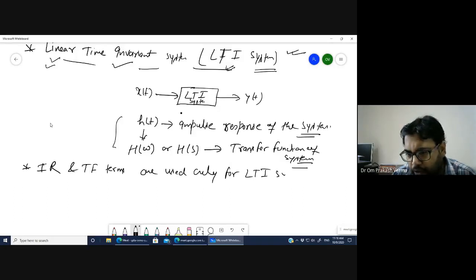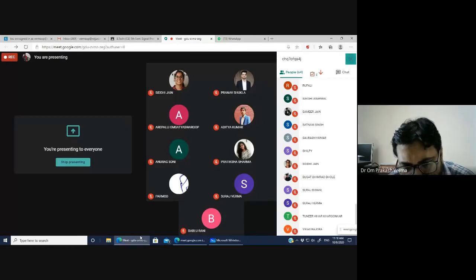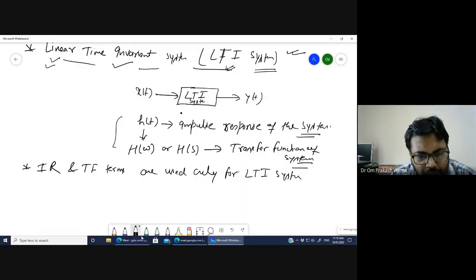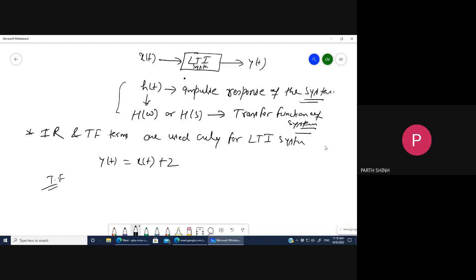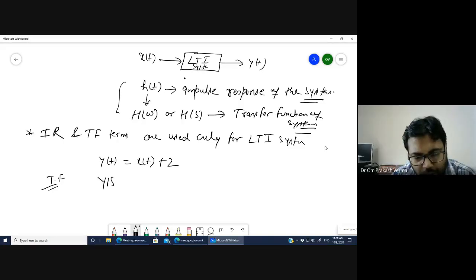Are you able to find the transfer function of a nonlinear system? Let's say I am giving y(t) = x(t) + 2. Find the transfer function. Can you find it? Is it linear or non-linear, sir? No, sir. Are you able to find it? No. Y(s) = X(s) + 2. So how will you find it? There is no method. There is no tool.